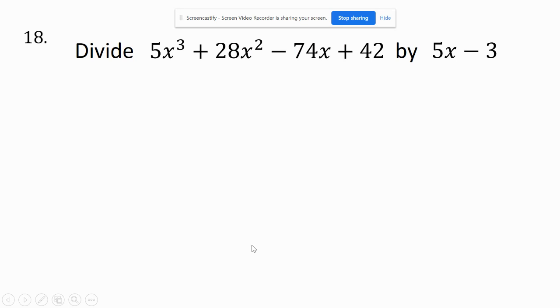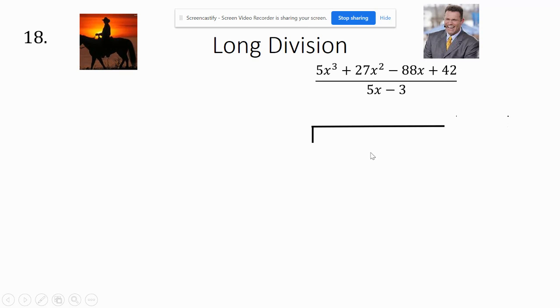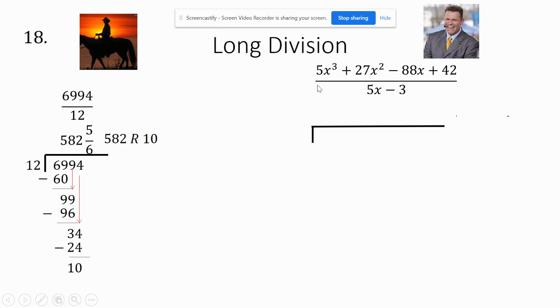Well, let's try the next one. I can't use synthetic division on this one because it has a 5x here. So I have to use my long division. If you remember the cowboy and the horse, I'm not going to use Howie Long, not that kind of long division. The cowboy rides the horse. The cowboy goes in the house, and the horse goes outside. So I'm going to put 5x cubed minus 27x squared minus 8x plus 42 over here.